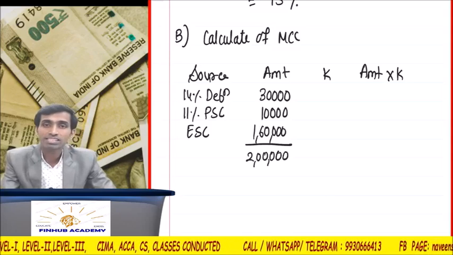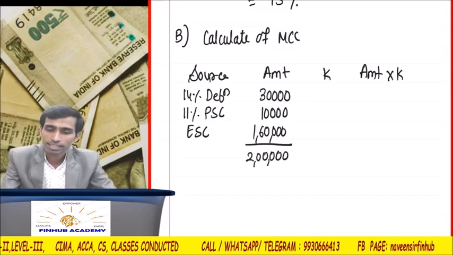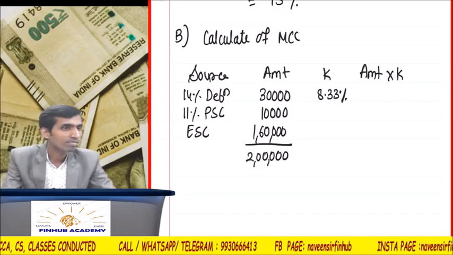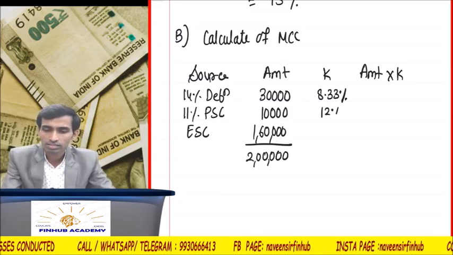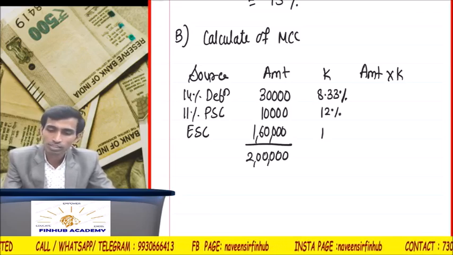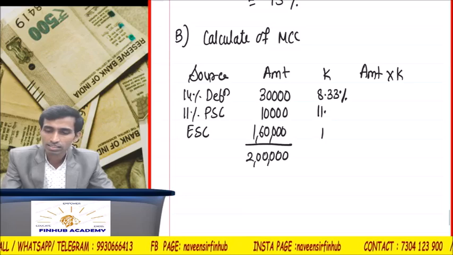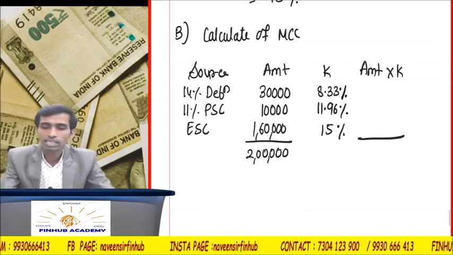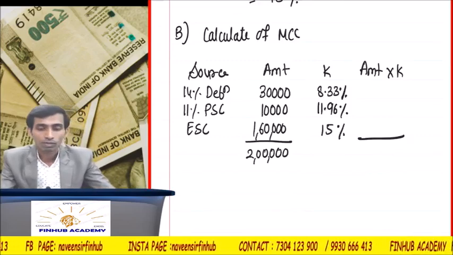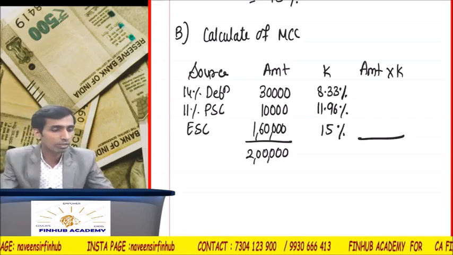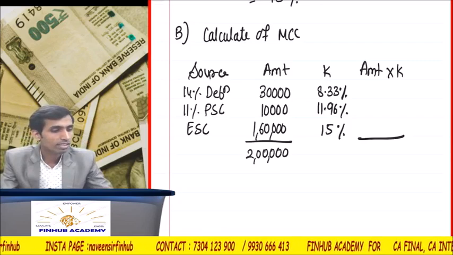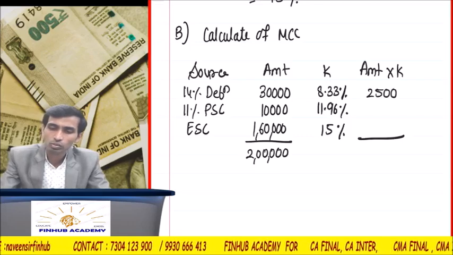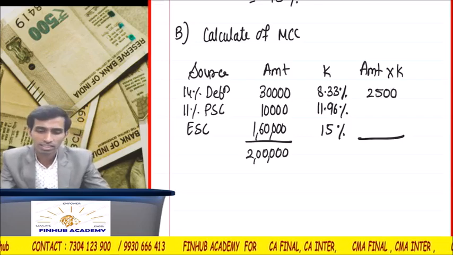Debenture cost was how much? Please check and tell me. 8.33%. Preference cost was how much? 11.96. Okay. And equity was how much? 15%. Please give me the amount. While taking 8.33, take the full figure. 30,000 into 8.333%, so it's coming to 2,500. Take the full figure, 333 recurring on your calculator.